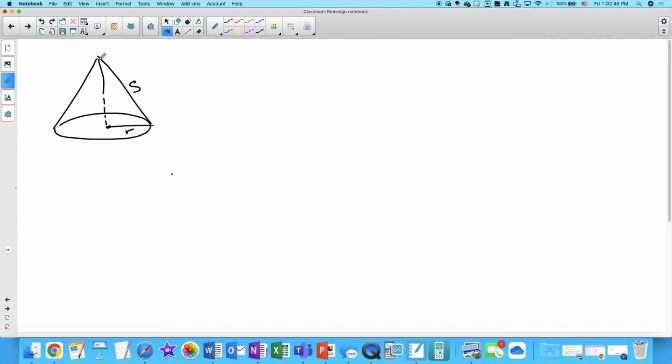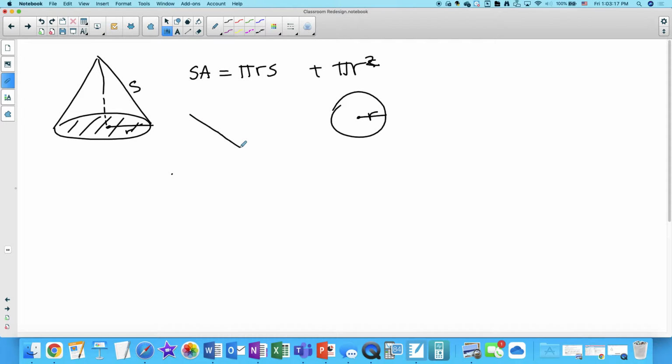Okay? And we've already seen in class, I've asked you to just take my word for it, that the surface area of a cone is pi r s plus pi r squared. Now, hopefully you can see where the pi r squared comes from, because there are two faces to this cone. There is the base, which is a circle, and that's the pi r squared. And then there's the cone part, and that actually became almost like a fan shape when we unraveled it.